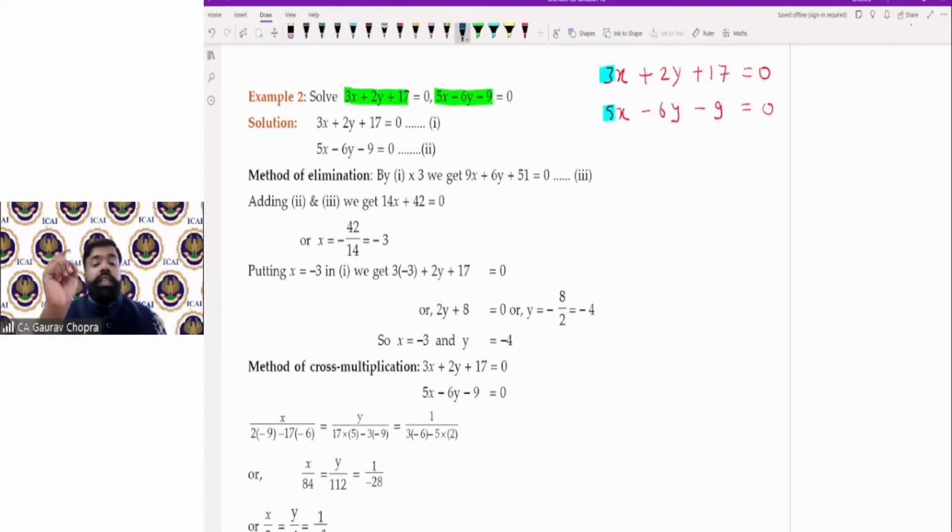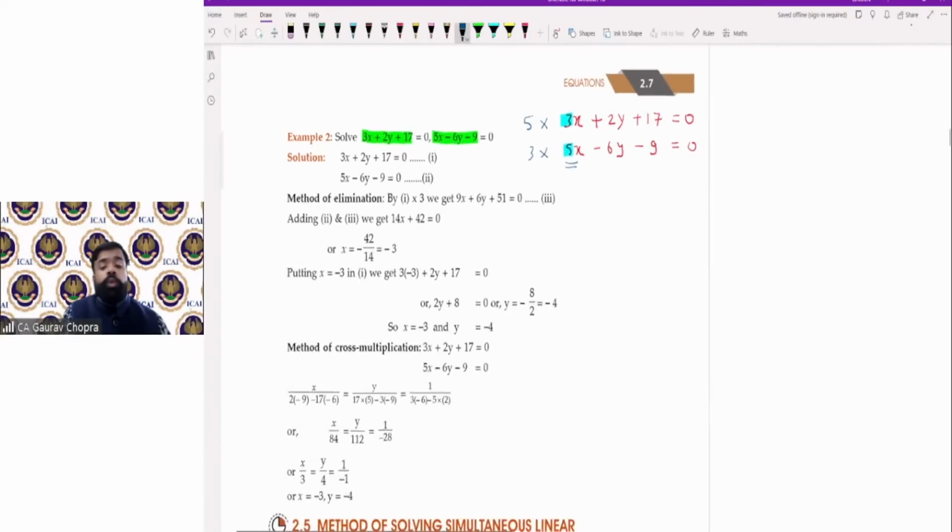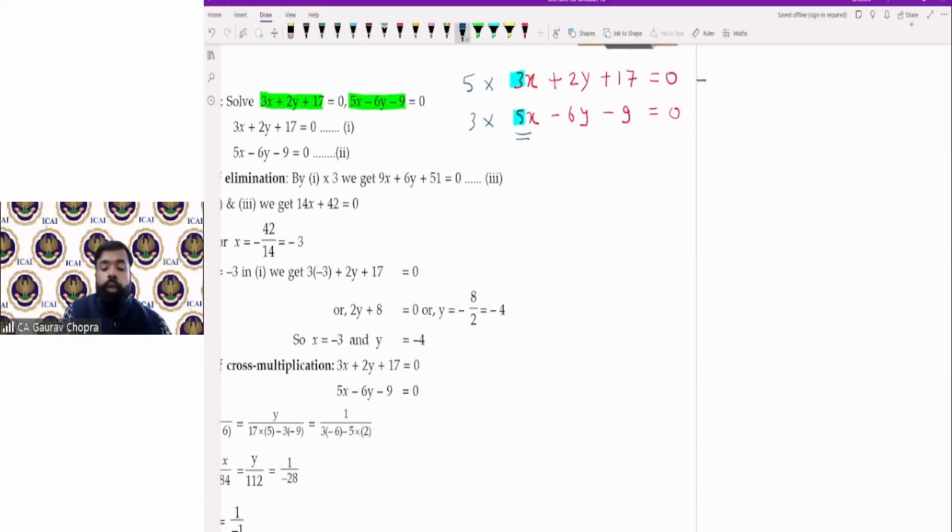If we make the coefficient of x equal, then how we have to do? Now see the first equation is having 3x. So multiply the second equation by 3. And second equation is having 5x. So multiply the first equation by 5. Okay. So by doing so, the coefficient of x will become equal. So let's try this. 15x plus 10y plus 85 equal to 0. And from the second one, it is 15x minus 18y minus 27 equal to 0.